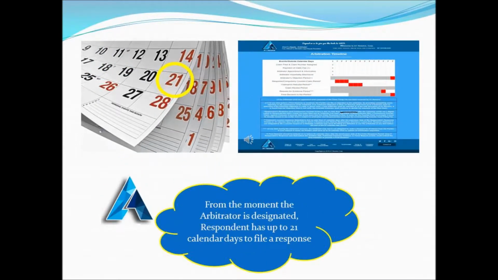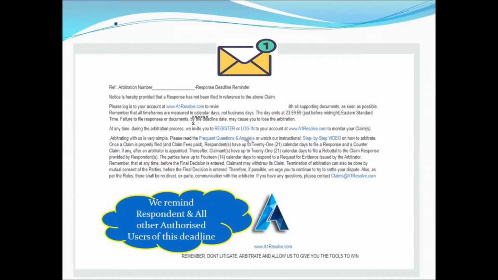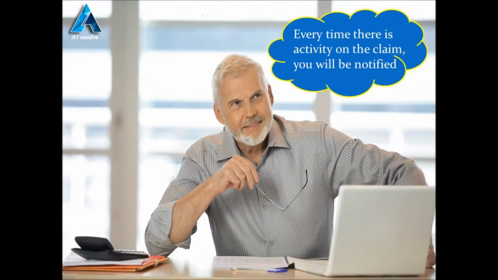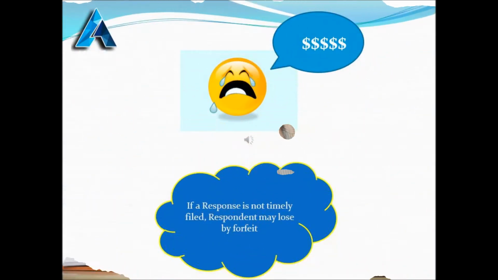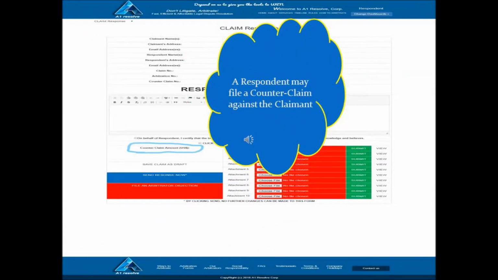From the moment the arbitrator is designated, respondent has up to 21 calendar days to file a response. And the company reminds respondent and all authorized users of this deadline. Every time there is activity on the claim, you will be notified. If a response is not timely filed, respondent may lose by forfeit. A respondent may file a counterclaim against claimant.